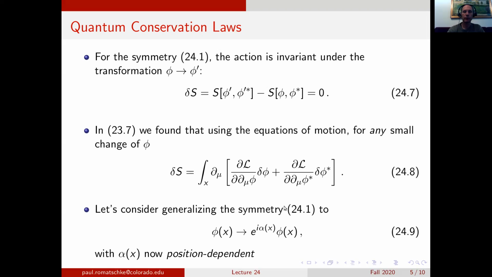Now, what we want to do is generalize the symmetry, for which we know the action is invariant, to a symmetry where alpha here, the parameter in the exponent, is now position dependent. This is a change from the original symmetry because the classical action is not invariant under this full symmetry here. However, we found that because delta S for any small change delta phi is given as the expression in 24.8, this integral is an integral over a total derivative. So for any small change delta phi, this action will be invariant. The difference being that the original symmetry would also hold beyond linear order. But to linear order, we have an invariance of the action for any small change delta phi.